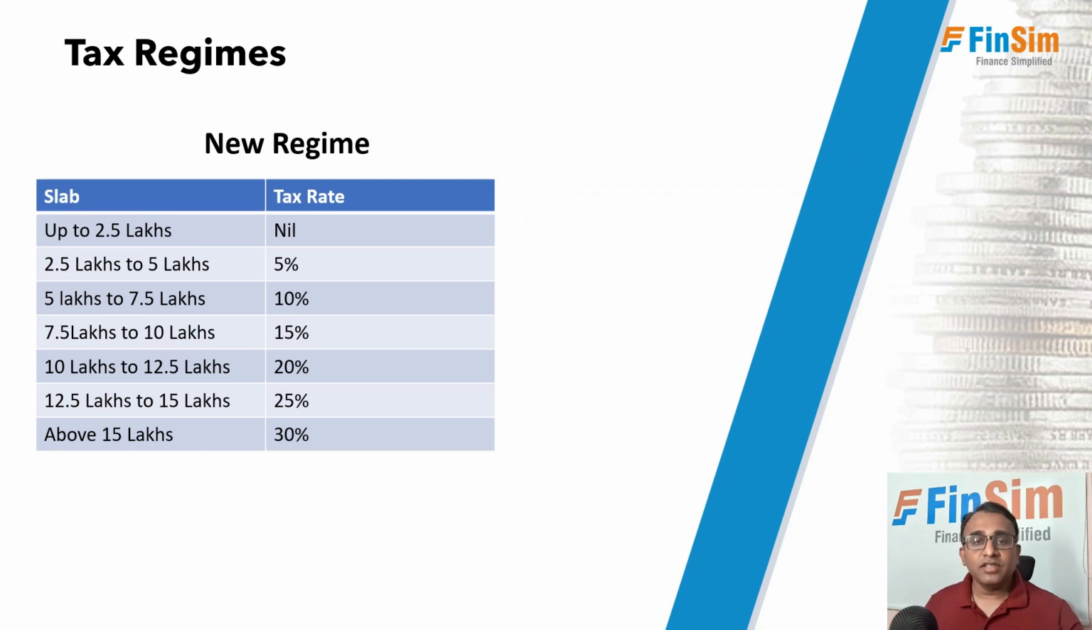Under the new tax regime, taxpayers' taxable income is divided into 6 slabs. First 2.5 lakh rupees is completely exempted. For the next 2.5 lakh rupees to 5 lakh rupees, tax should be paid at 5%. Next 5 lakh rupees to 7.5 lakh rupees is taxed at 10%. 7.5 to 10 lakh rupees at 15%, 10 lakh to 12.5 lakh rupees at 20%, 12.5 to 15 lakh rupees at 25%, and anything above 15 lakh rupees taxed at 30%.